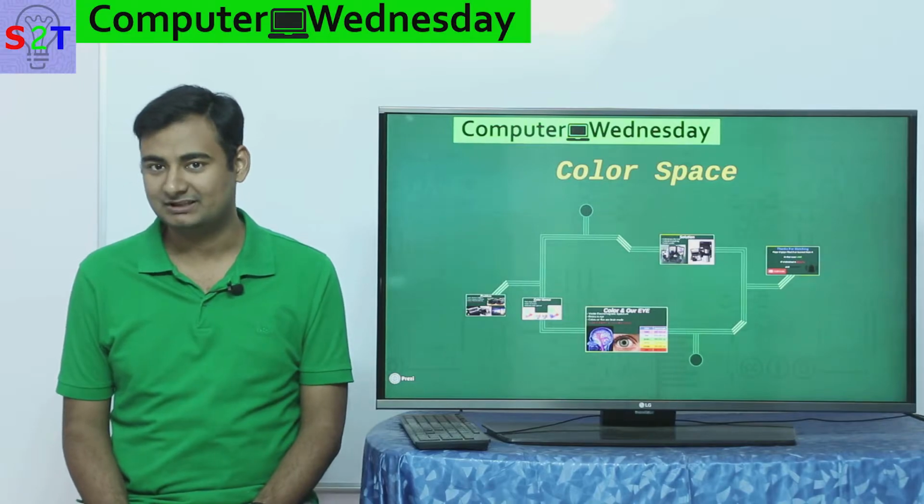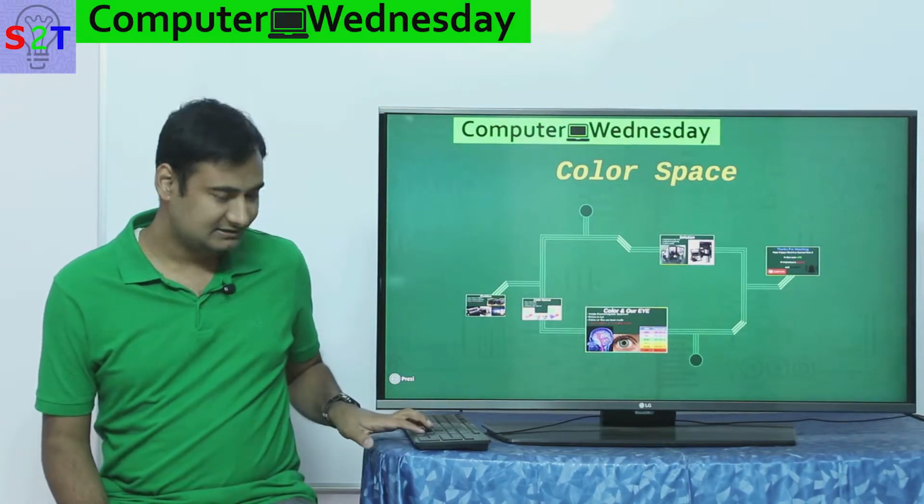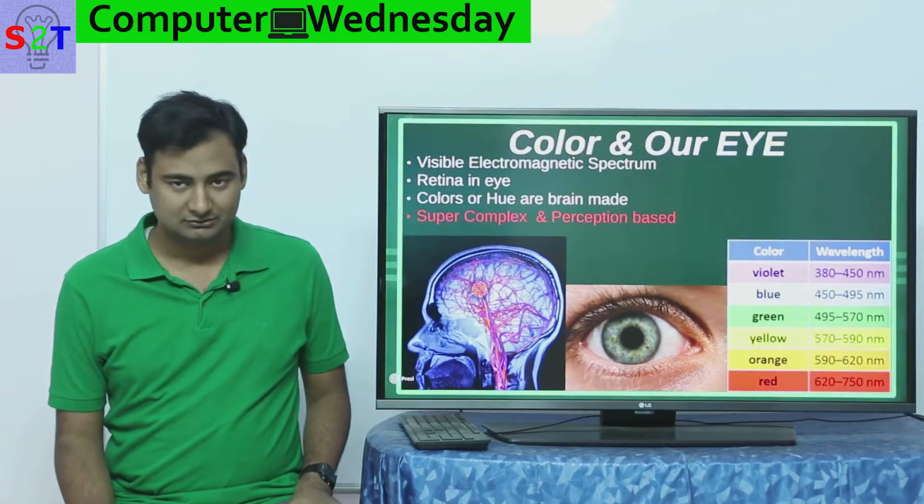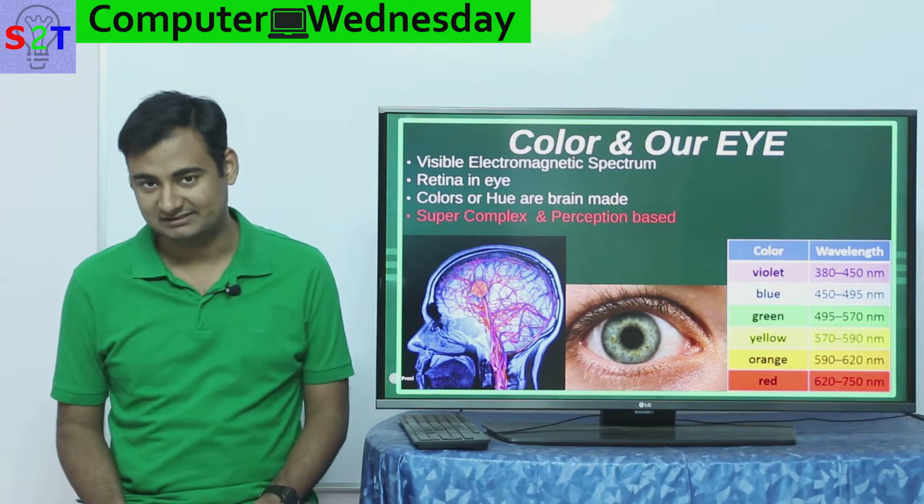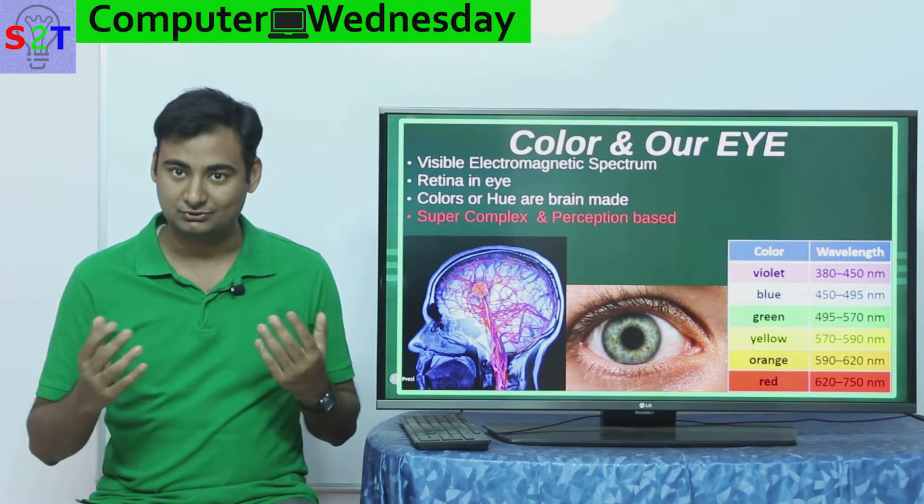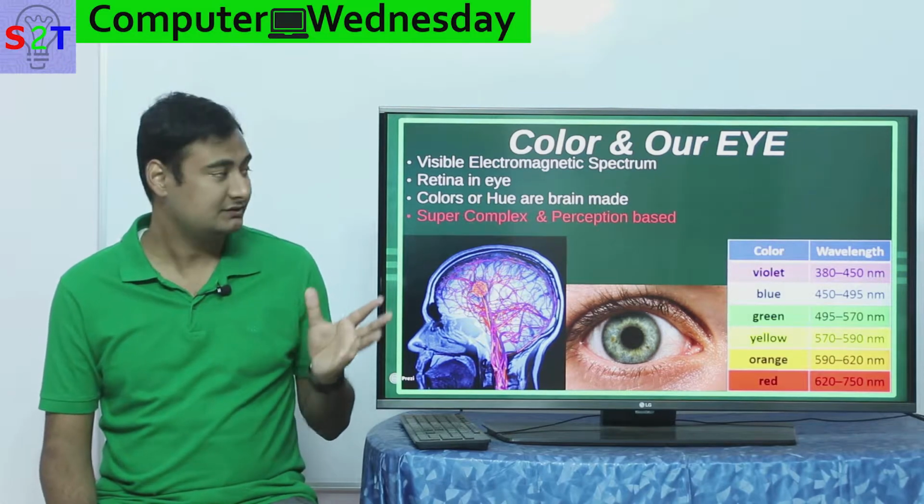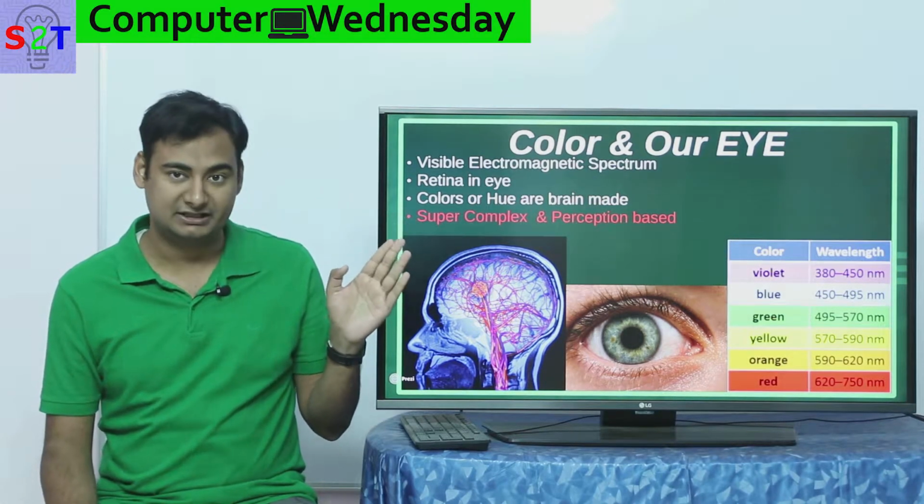In today's episode we're going to take a look at a messy topic, that is color space. So let's dive right into it. Before we understand how computers handle this, we have to understand what color is and what our eye does to show us colors. The whole concept comes from photons and the visible electromagnetic spectrum.